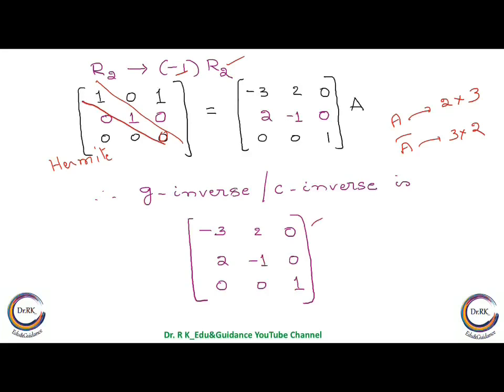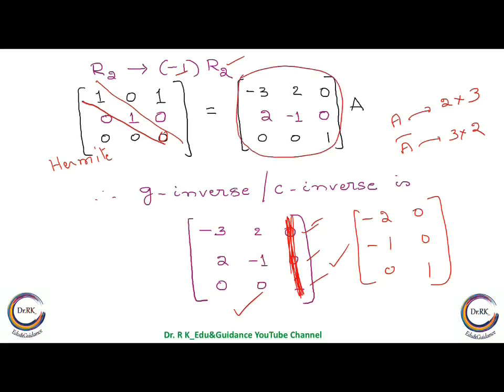I drop this one. So this is 1. Or if you want, you can take minus 2, 0, minus 1, 0, 0, 1. This is another C inverse. Or by dropping another column, you can have another C inverse. So like this we can have. This is very important. Generally by mistake we take this as completely the inverse. No, if it is 2 by 3, then the C inverse is of order 3 by 2.